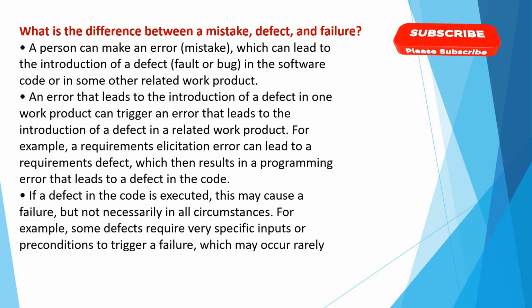The defect in the code is executed. This may cause a failure, but not necessarily in all cases. For example, some defects require very specific inputs or preconditions to trigger a failure, which may occur rarely, right? So I think this is very important to read and understand. It's easy stuff.